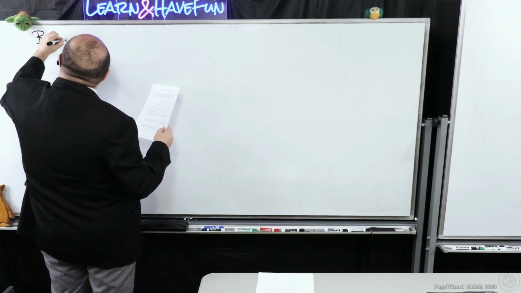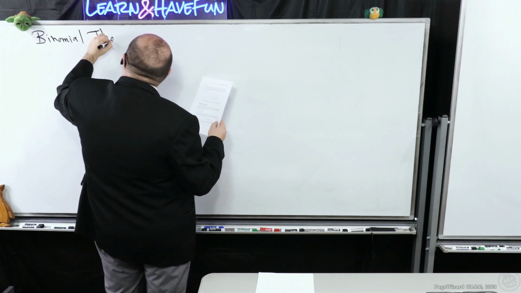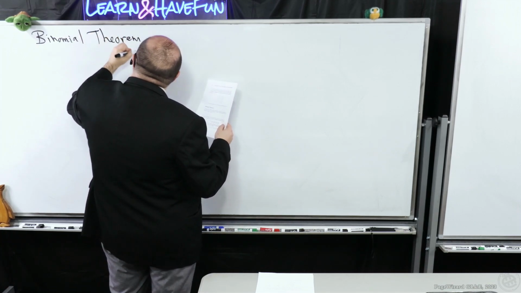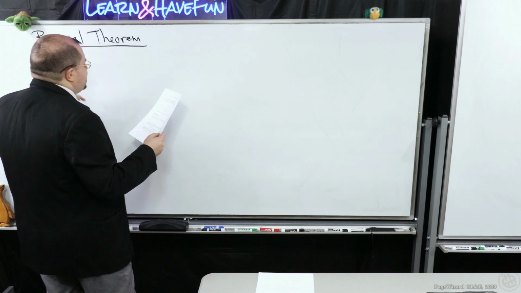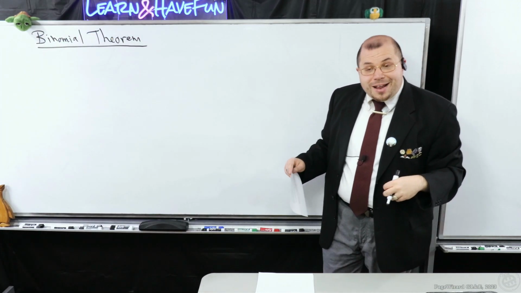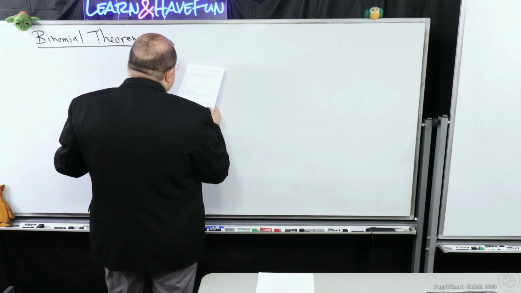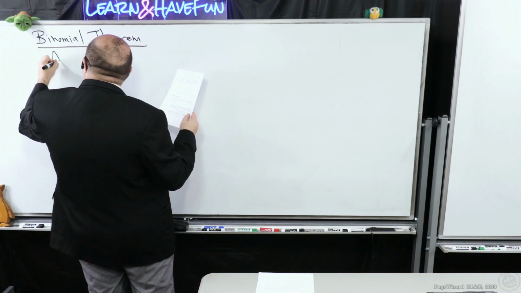So we're going to talk a little bit about algebra first, and then we'll eventually work our way back to answering that question about how do we know that the sum of each row of Pascal's triangle is indeed a power of 2. So just some background.